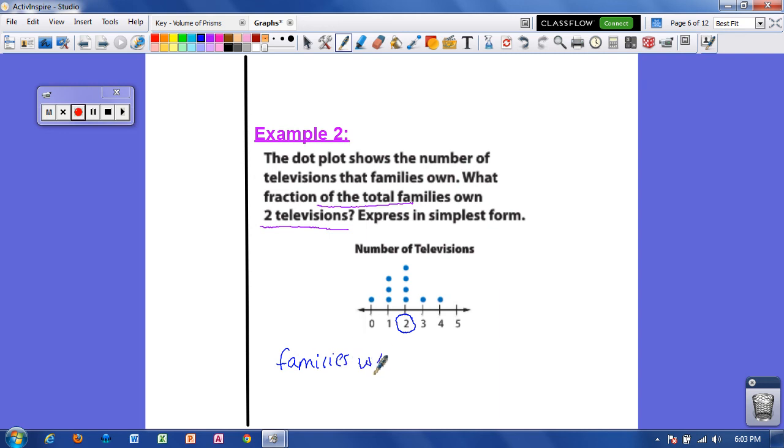I'm concerned about families with 2 televisions out of the total. And I counted 4 families that have 2 televisions out of a total of 1, 2, 3, 4, 5, 6, 7, 8, 9, 10 families. I want to represent that in simplest form, so I will reduce 4 over 10 to 2 over 5.